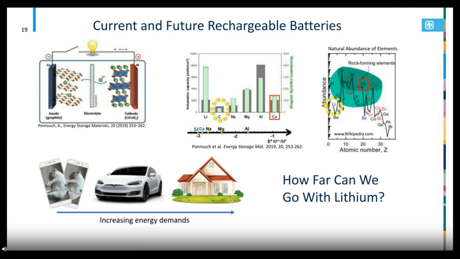So when we look at these rock-forming elements, things like calcium, aluminum, sodium, and magnesium all have much higher natural abundances. And then if you go to the middle, you can also see that their theoretical volumetric capacities are also much greater than current lithium-ion technology. So we have to ask ourselves how far we can really take these lithium-ion batteries.